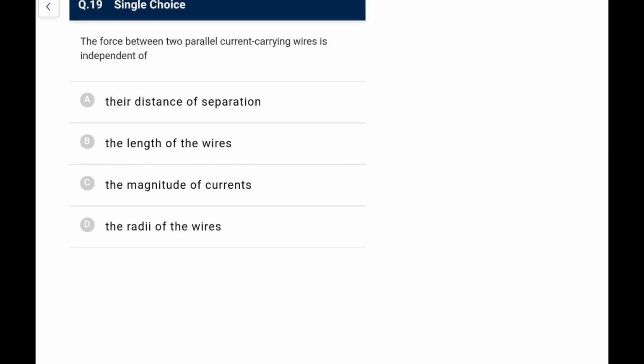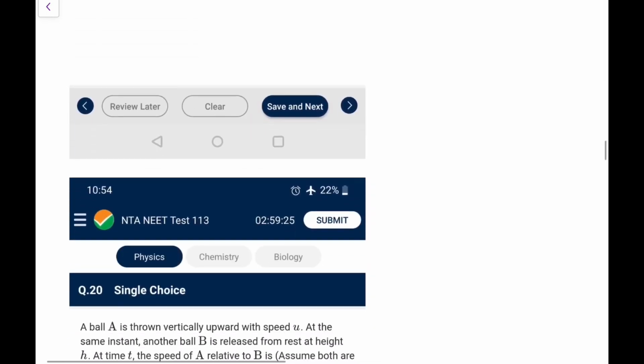Force between two parallel current carrying wires is independent of their distance? No. Length of the wire? No. Magnitude of the current? No. The radii of the wires? Go for option D here. Next one.